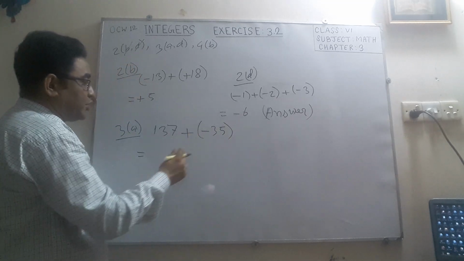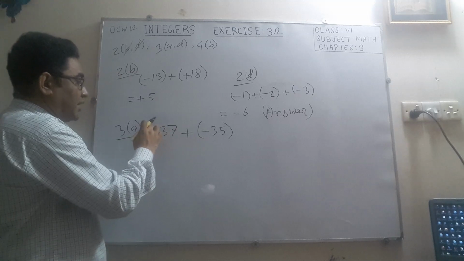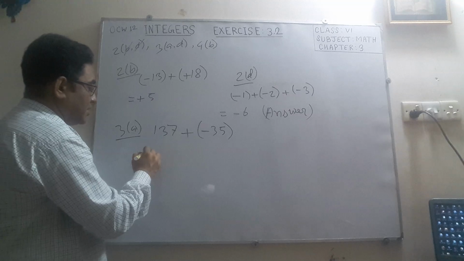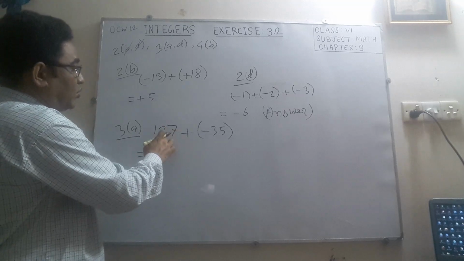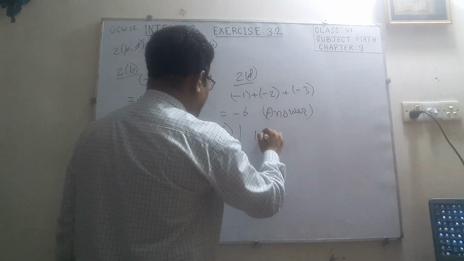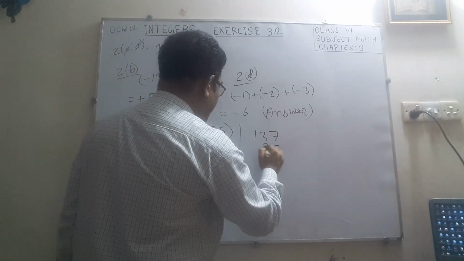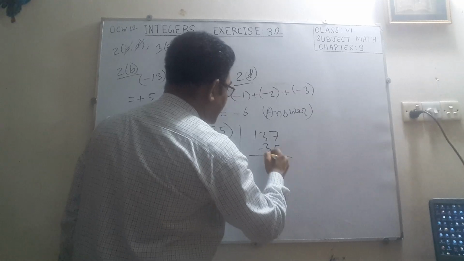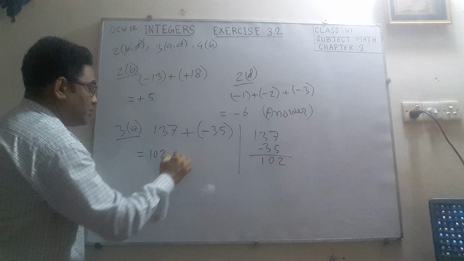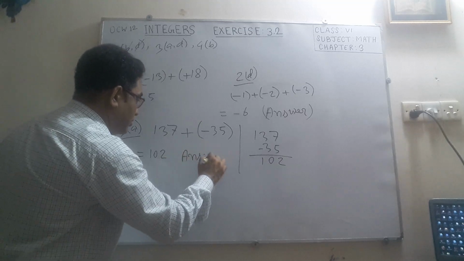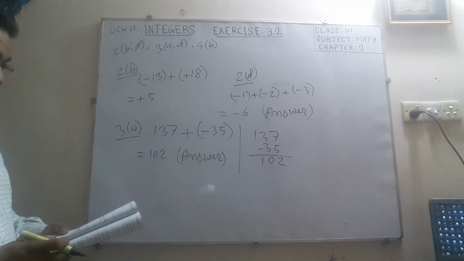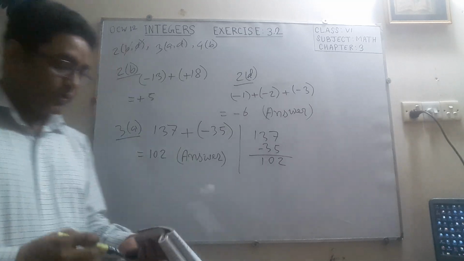So this is one side and minus 35 is the other side. And what is the difference in between? Which sign has the more number here? That means plus. We have to put plus, that means even without plus we can write 137. You can make a rough calculation: 137 minus 35 is 102. So this would be the answer for this 137 and minus 35 addition.